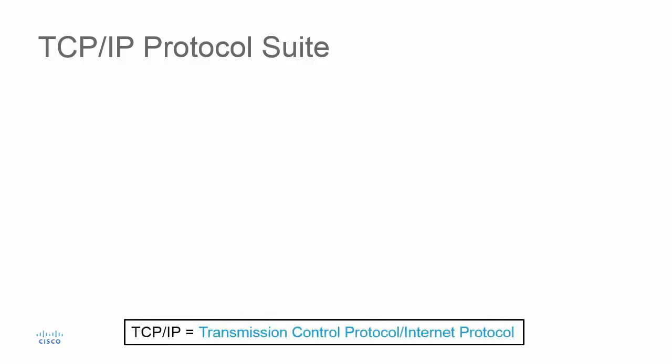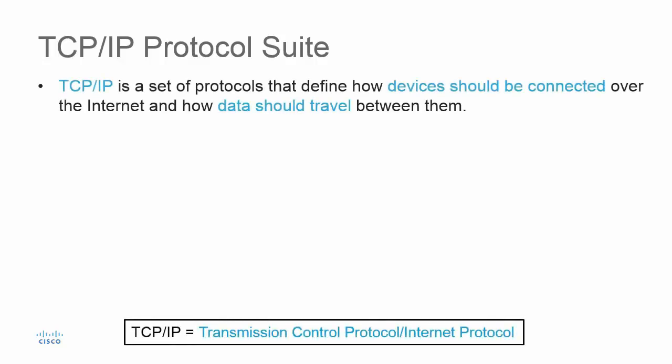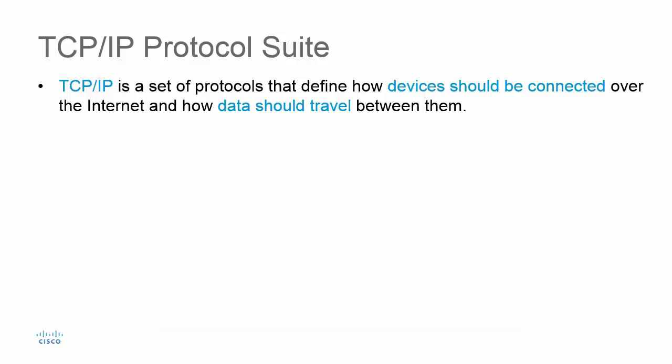TCP/IP is a protocol suite that defines how devices should be connected over the internet and how data should be transmitted between those devices.